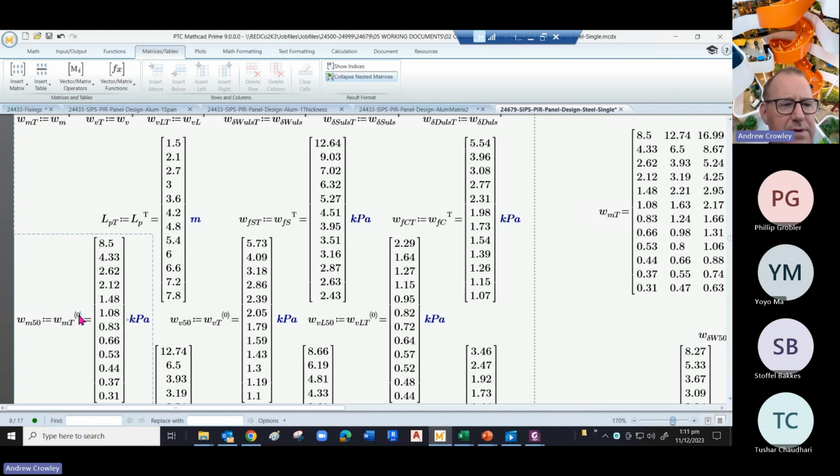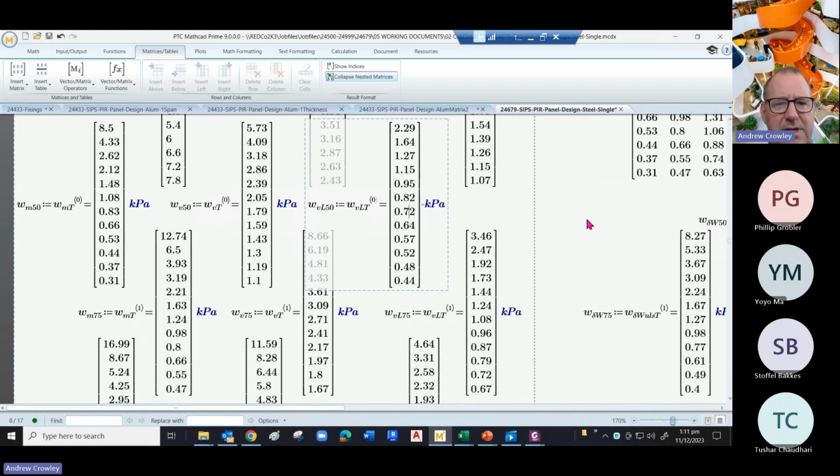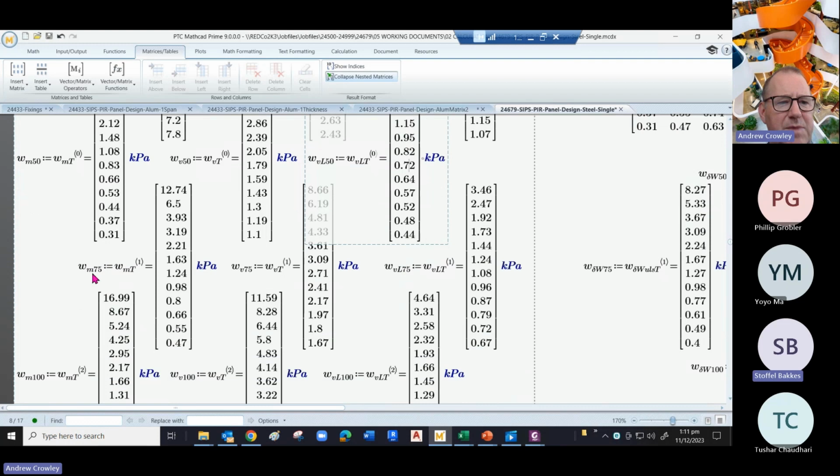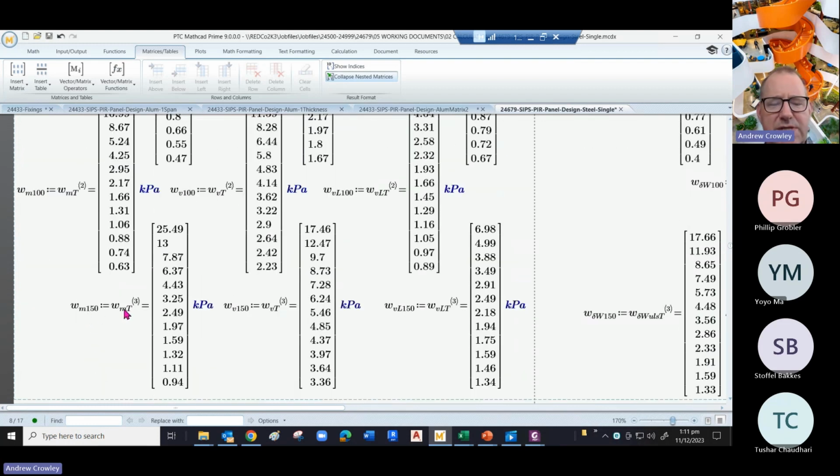Now in Mathcad, the first column by default is indexed as 0. So that then picks out that particular column. And similarly, we do the first column for shear, long-term shear, and so on. And we do it for deflection as well. Repeat the process for a 75 mil panel, which is then the second column, a 100 mil panel, which is the third, and finally the 150 panel, which is the fourth column, although it's indexed as number 3.